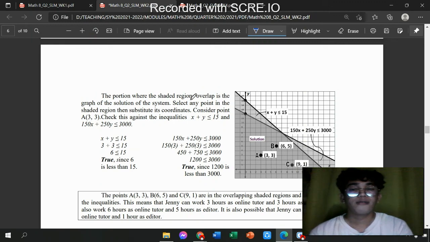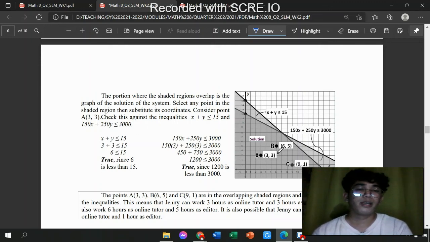The portion where the shaded regions overlap is the graph of the solution of the system. Select any point on the shaded region and substitute its coordinates. Consider point A, 3 and 3. Check this against the inequalities. Katung duha ka inequality, x plus y is less than or equal to 15 and 150x plus 250y is less than or equal to 3,000.